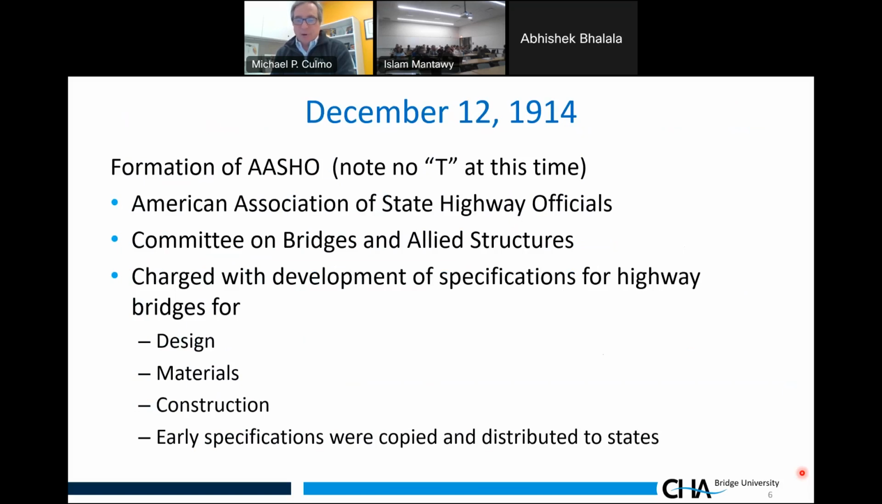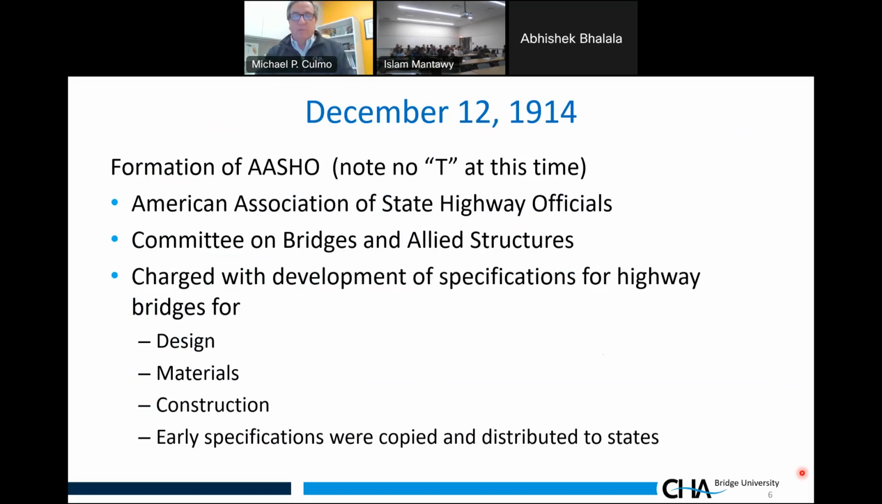They didn't publish a book per se. The early specifications were copied. Not sure exactly how they copied them because Xerox machines didn't exist, but they made copies and distributed them to the state DOTs to start designing and building highway bridges in the U.S.